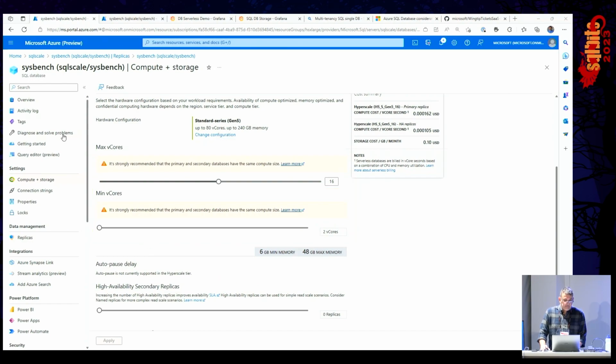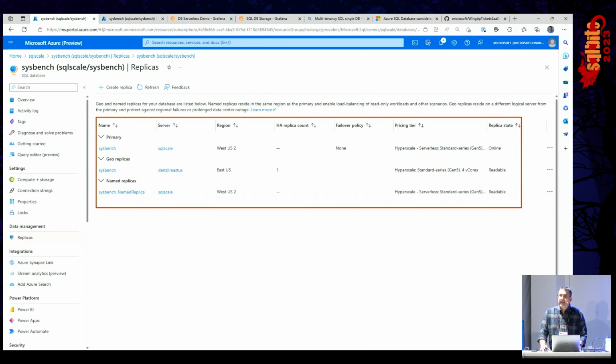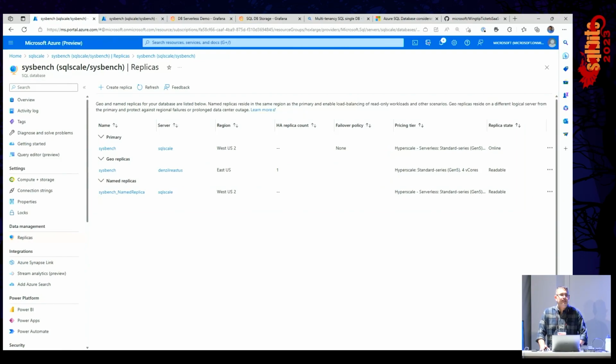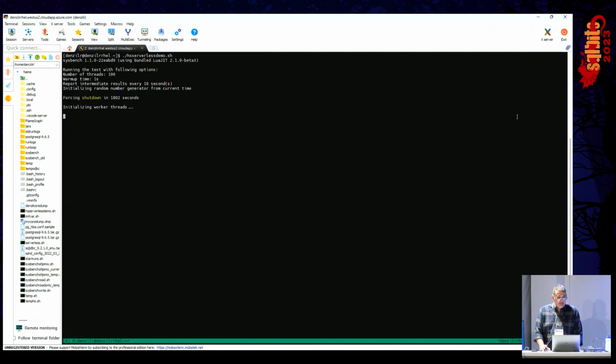Next we'll look at the replicas aspect of it, that you can configure each of those replicas differently. You can mix and match serverless and provisioned. You're not limited to one type or the other. So a replica could be serverless and the primary could be provisioned, or the other way around. In this case, I have both the primary and a named replica as serverless, because I wanted to show the performance difference is really negligible.